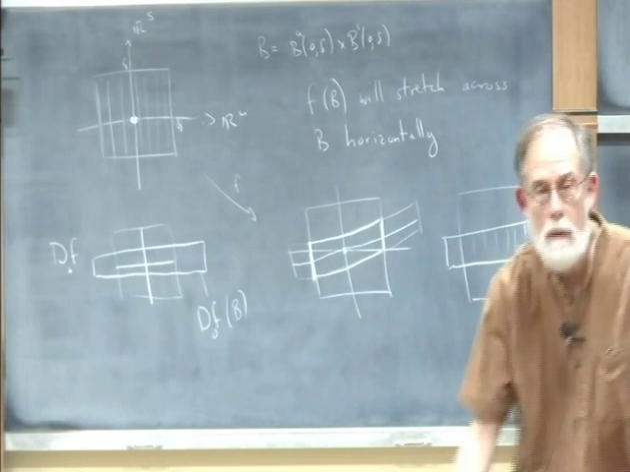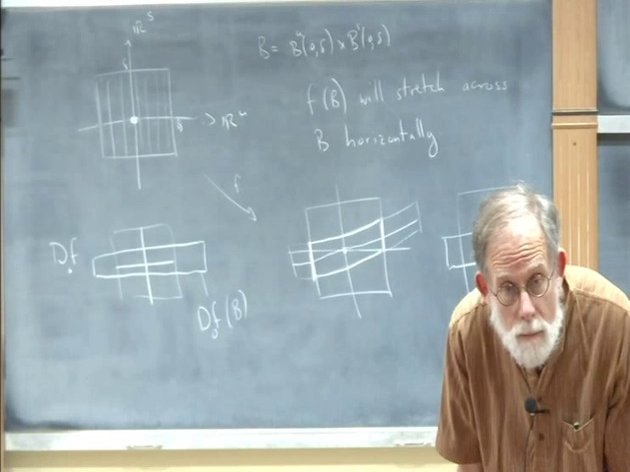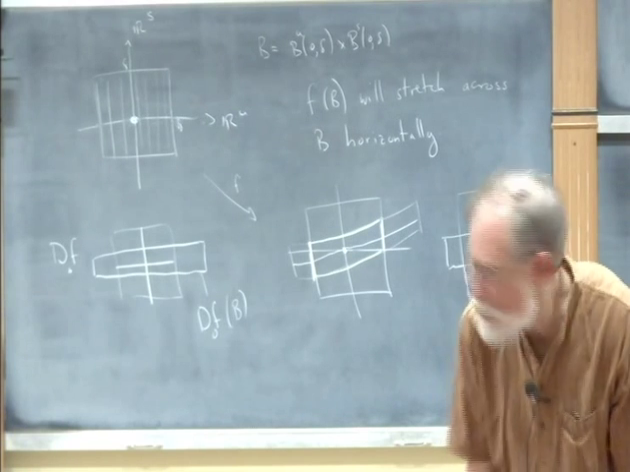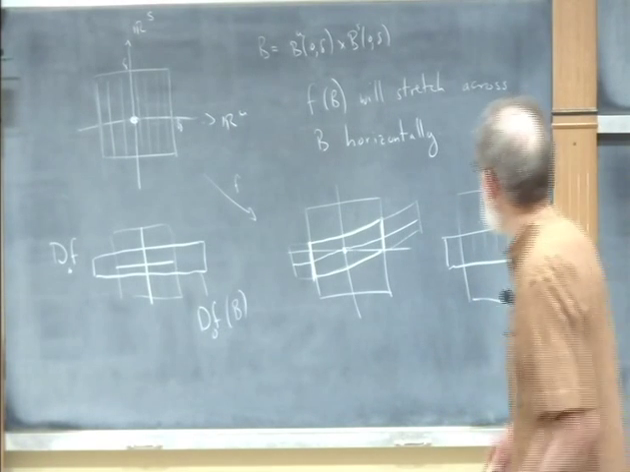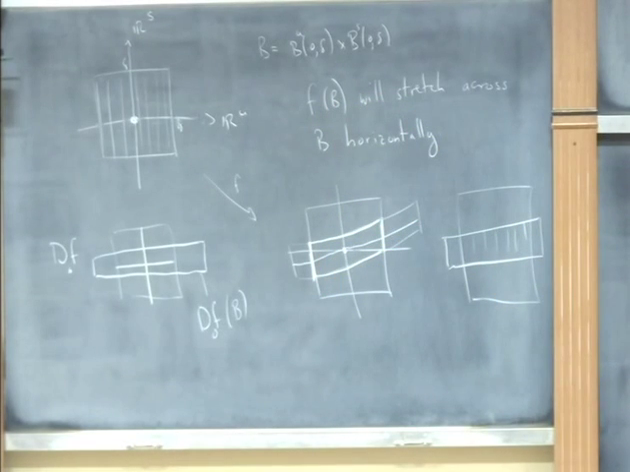You've taken RU as the horizontal. Yes. So it should contract along RU. No, DF inverse contracts RU, so F expands RU.